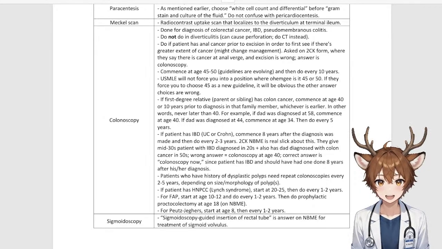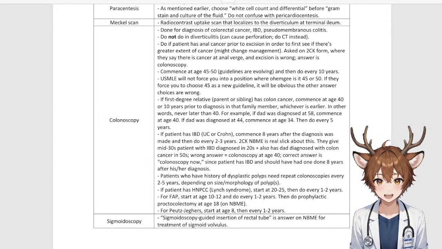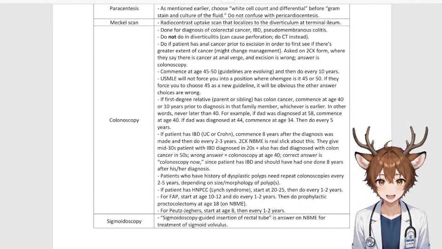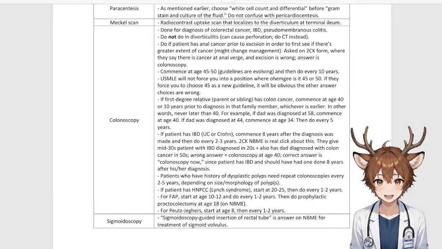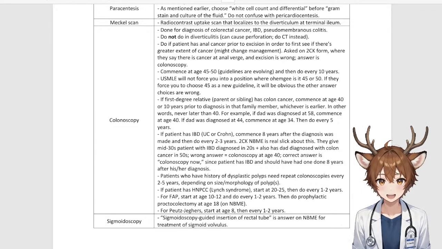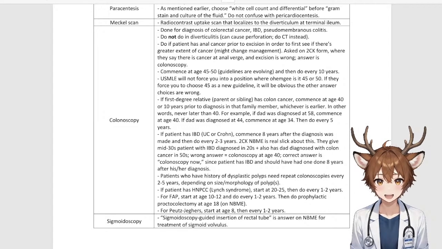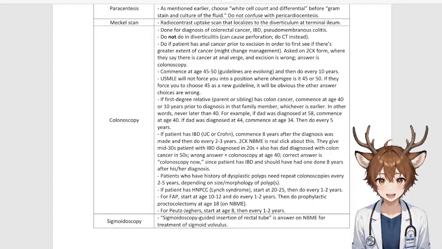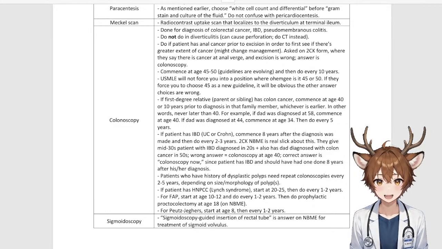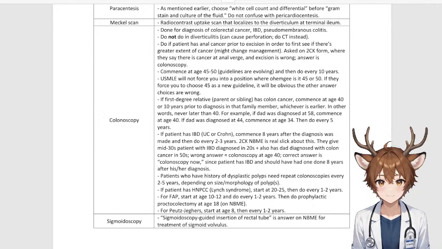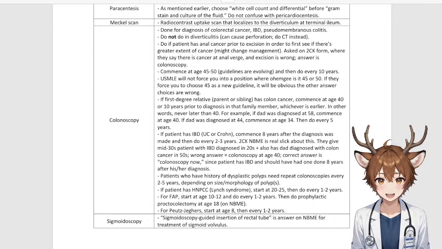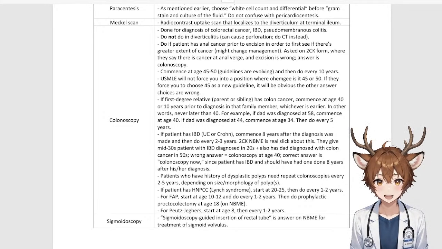Colonoscopy, done for diagnosis of colorectal cancer, IBD, pseudomembranous colitis. Do not do in diverticulitis, it can cause perforation, do CT instead. Do it if the patient has anal cancer prior to the excision in order to first see if there's a greater extent of cancer, which might change management. Asked on 2CK form where they say there is a cancer at the anal verge and excision is wrong, and the answer is colonoscopy. Commence at the age of 45 to 50, guidelines are evolving, and then do every 10 years.